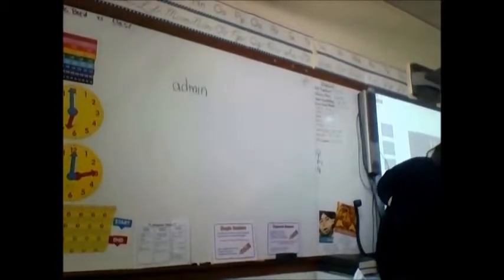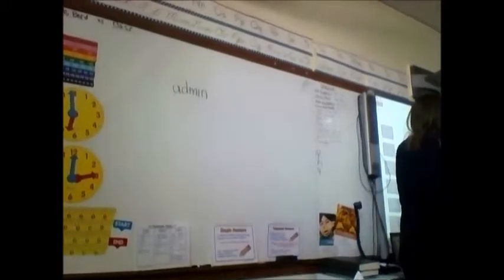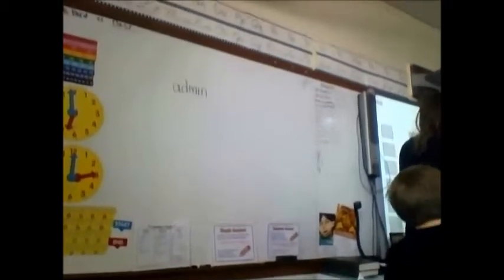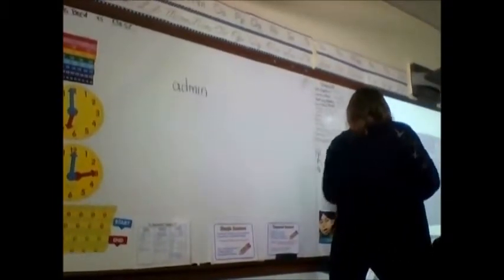So, in review, the five main reference books in print reference are the Atlas, the Almanac, the Dictionary, the Encyclopedia, and the Thesaurus.